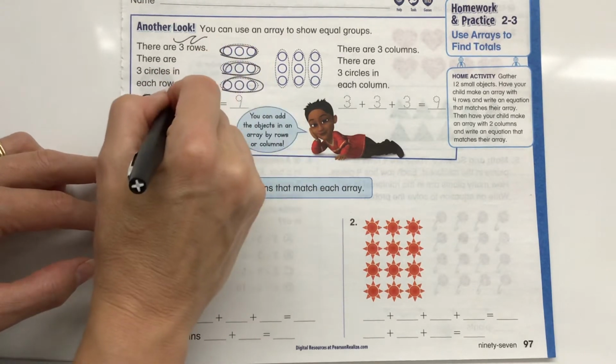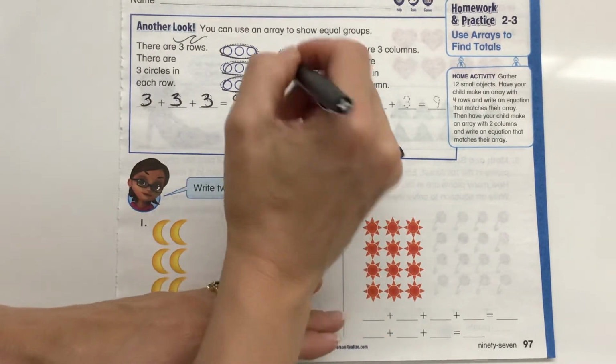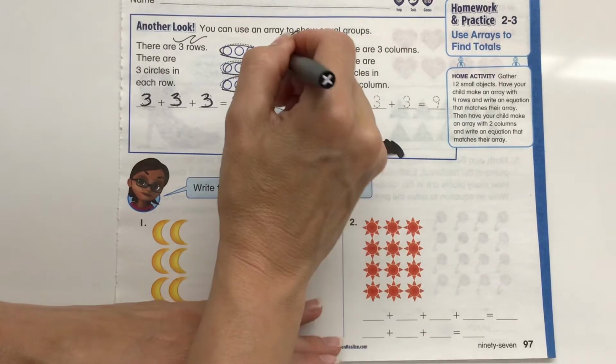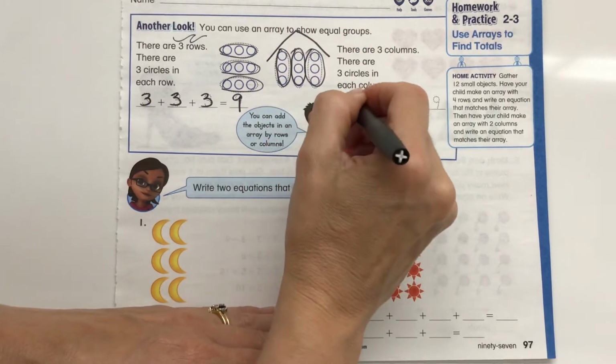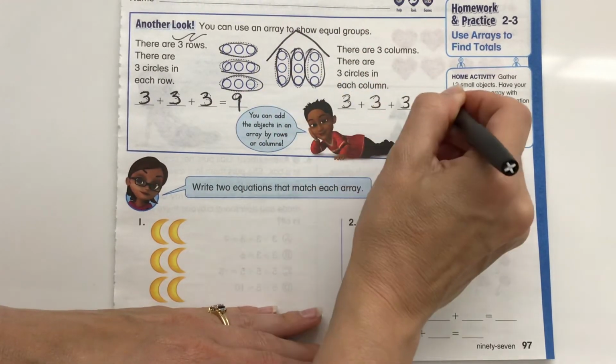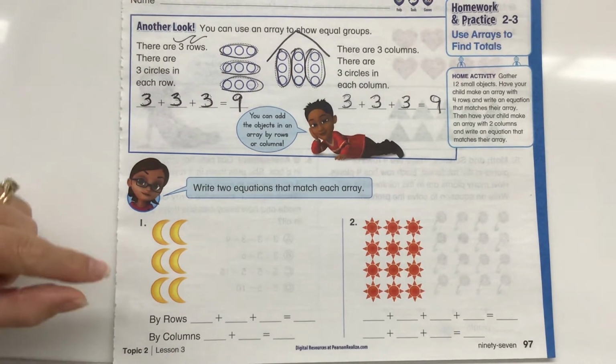So 3 plus 3 plus 3 equals a total of 9. And then columns go up and down like a house. 1, 2, 3. So 3 groups of 3 also equal 9 because we didn't change anything on it. It's going to be exactly the same. So we're going to write 2 equations that match each array. And sometimes we're going to count by rows and sometimes we're going to do columns.